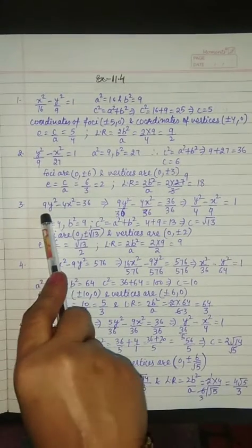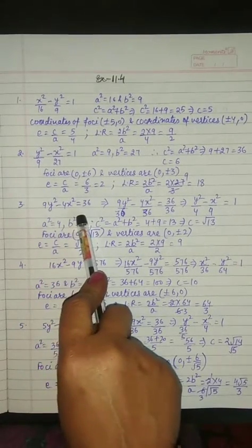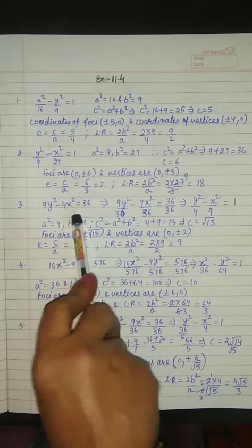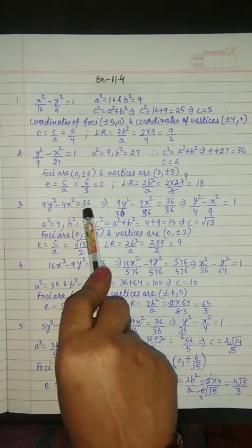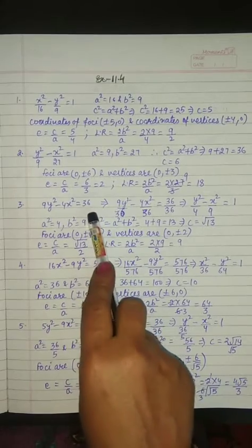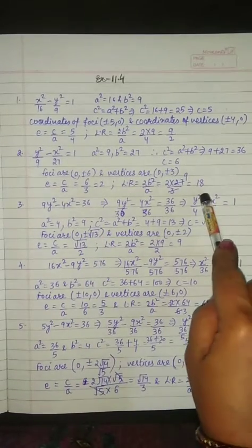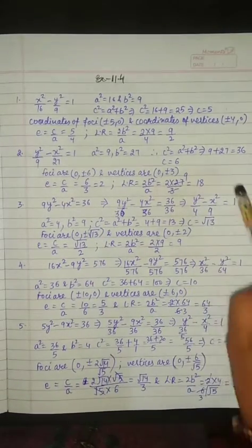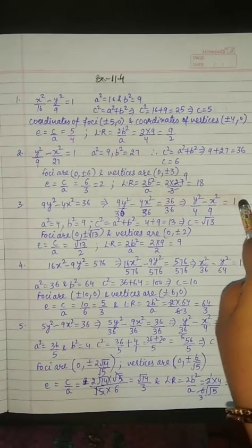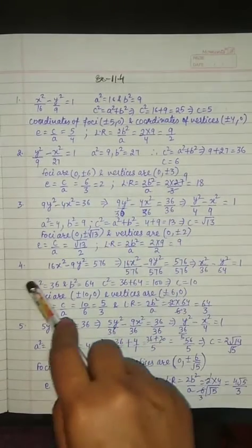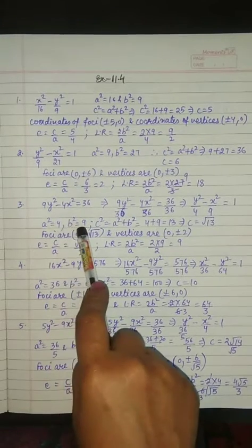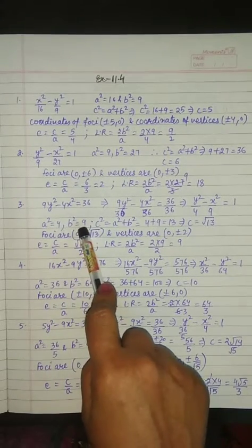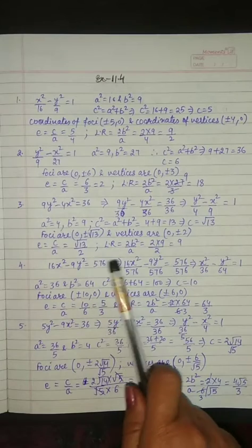Now in question number 3, we are given the equation in the form 9y square minus 4x square is equal to 36. So we will divide both the sides by 36 to make it in the standard form. So it will be y square by 4 minus x square by 9 is equal to 1 when we divide both the sides by 36.